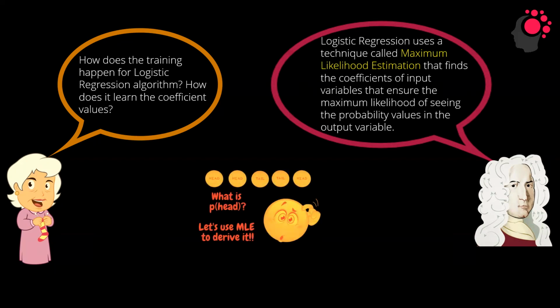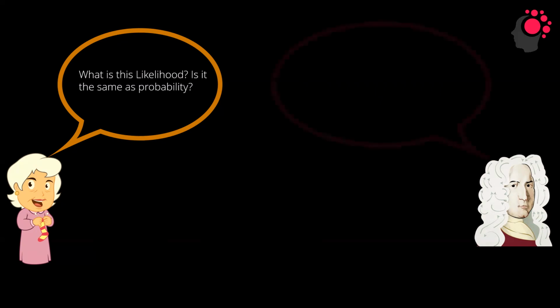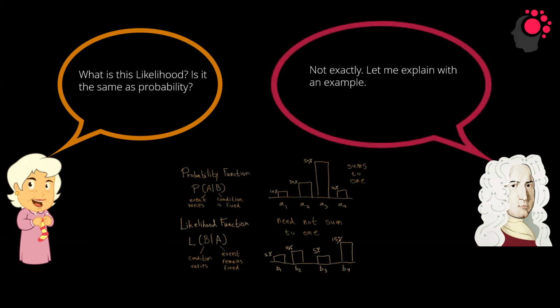Now, as you can see, we have introduced a term called likelihood, and Agatha wants to understand that. What is this likelihood? Is it the same as probability? Most of us think it is the same. Likelihood, probability, in the English way, you see that both of them are related to the same thing. But Bernoulli says, not exactly. There is a subtle difference between probability and the likelihood function.